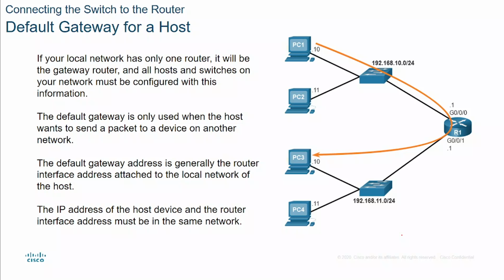The default gateway is only used when the host wants to send a packet to a device on another network. The default gateway address is generally the router interface address attached to the local network of the host. The IP address of the host device and the router interface address must be on the same network. Remember when you say the same network, you can see they are the same. Are you seeing 192.168?